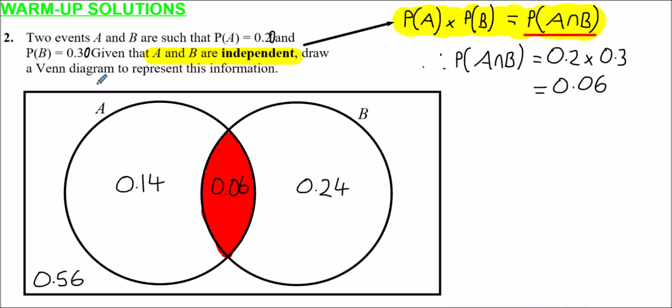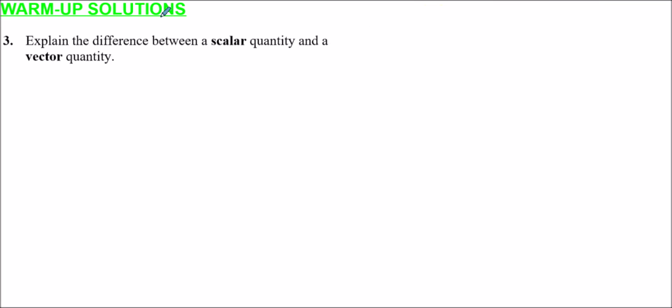And so that's the Venn diagram completed. So therefore, let's have a look at number 3. Explain the difference between a scalar quantity and a vector quantity. Now, this is crucial, although luckily for everybody who's watching this, it's fairly straightforward to explain. A scalar, essentially, just has a size, whereas a vector has a size and a direction.